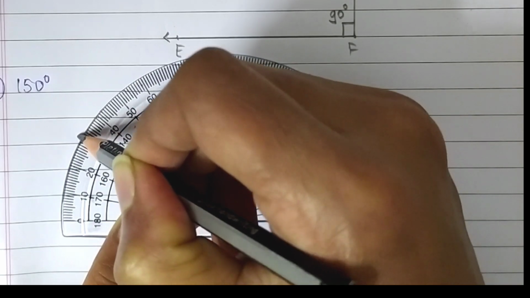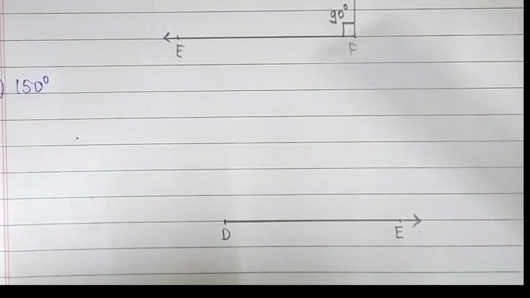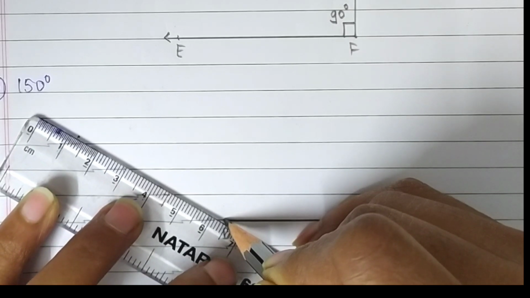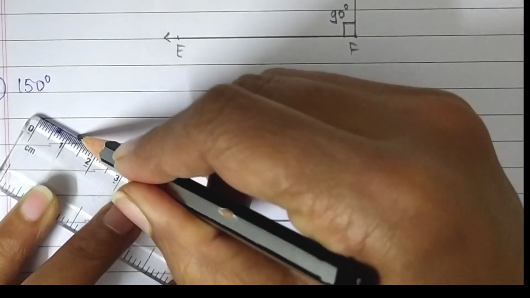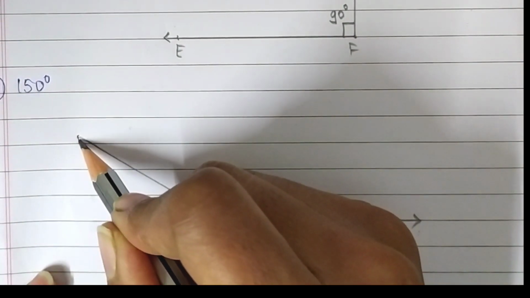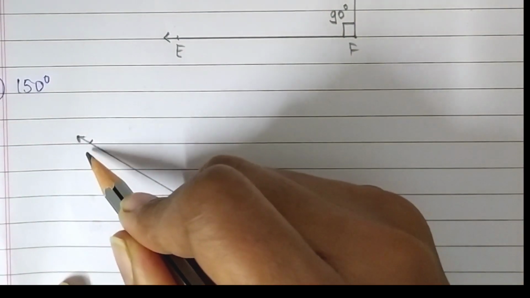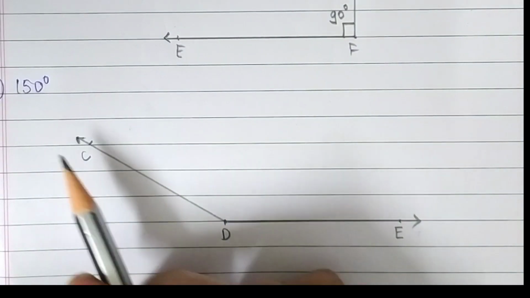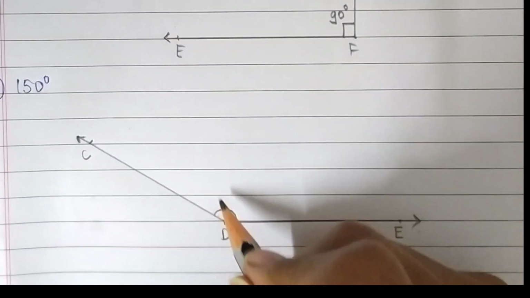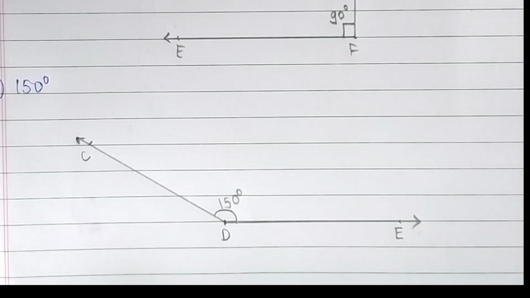Make here a sign or mark a point. Then join these 2 points with the help of ruler. Make here sign of arrow and give it a name. So our angle for 150 degree is complete now. Let's write here the measurement of our angle, 150 degree.